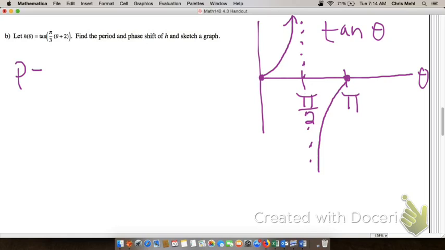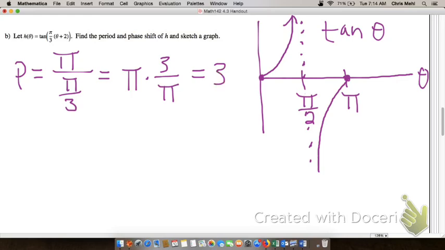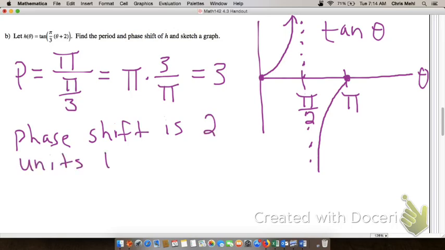The period of tangent is pi divided by a, which is pi over 3. Dividing by a fraction is the same as multiplying by the reciprocal, and the period of this function is positive 3. And the phase shift is a shifting of 2 units to the left. Okay, so the asymptote goes 2 units to the left.